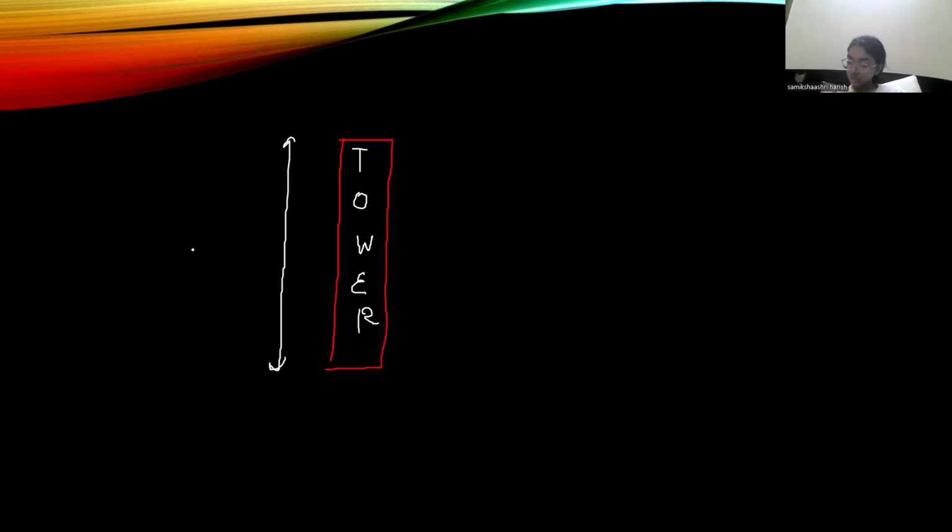Now see, from a tower of height, this is tower. Height is given like 100 meter. So one particle is dropped. This is particle 1.